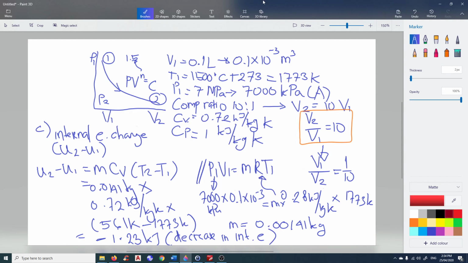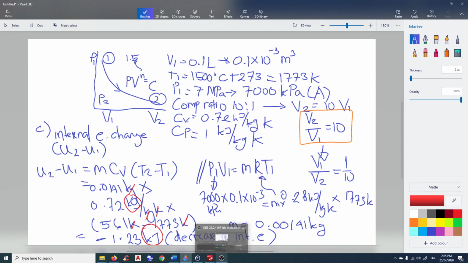Now, apart from my messy writing, you need to pay attention to this unit. So this is kilojoule. Kilogram and kilogram cancel, Kelvin and Kelvin cancel. Sorry, it's not kilogram, it's kilojoule, then the answer must be in kilojoule. If you use joule, which is 0.72 multiplied by 1720 joules, then the answer here is 123 joules, not kilojoules. So make sure your units are the same.